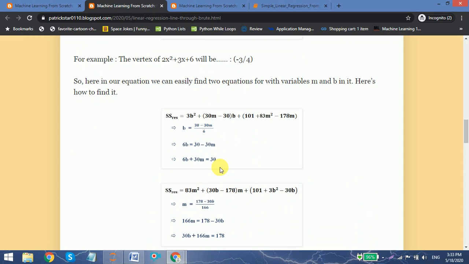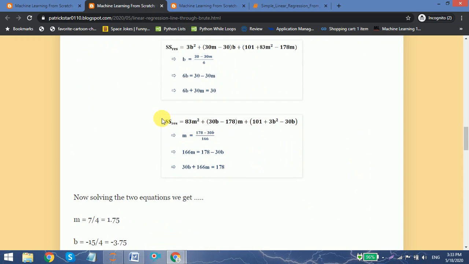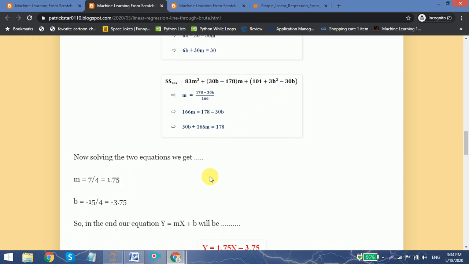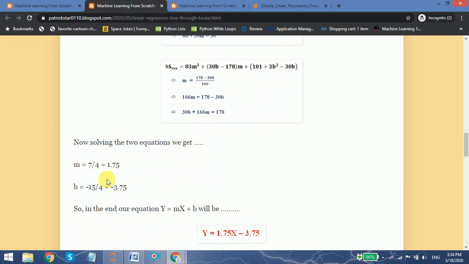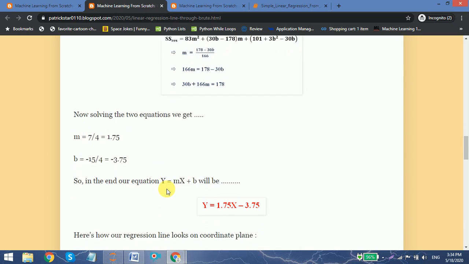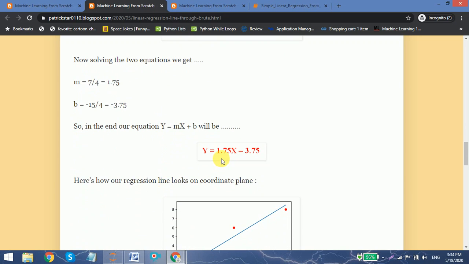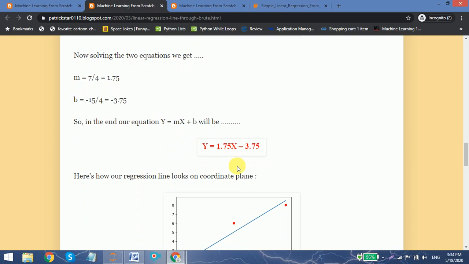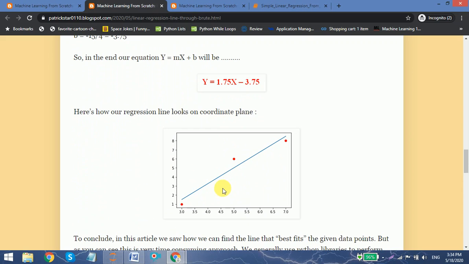So we can get this equation, and we need to rearrange it in terms of m, and we will get a second equation as 30b plus 166m equals 178. Now we can solve these two equations very easily, and you get m equals 1.75 and b equals minus 3.75. So our equation is y equals 1.75x minus 3.75. Now let's plot our data on the scatter plot. Here is our plotted data, and this is the regression line that has the least error for our data set.